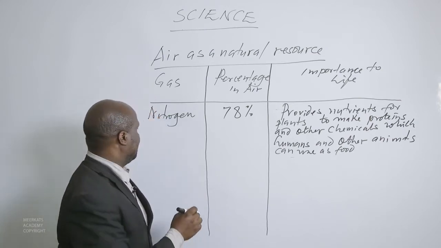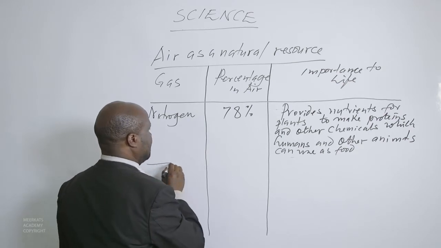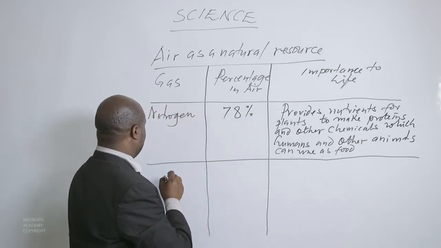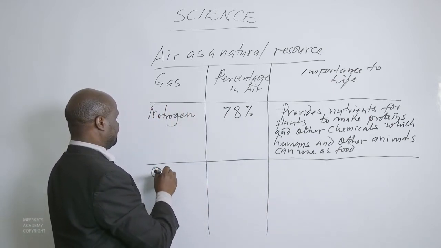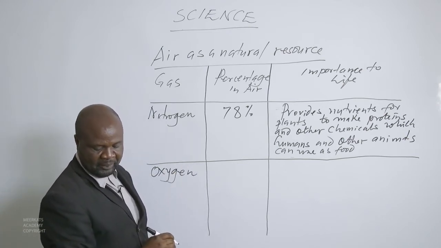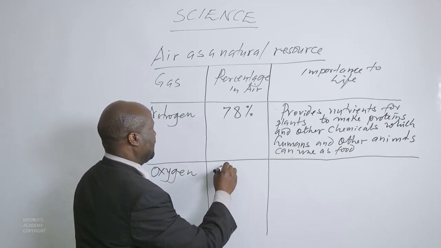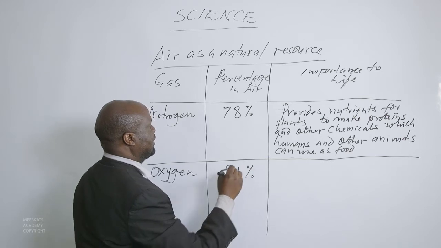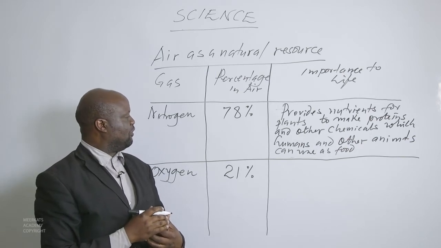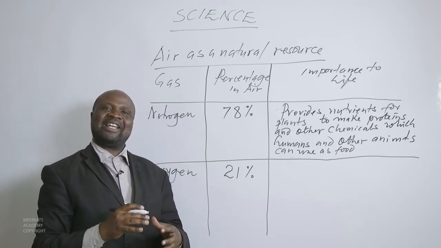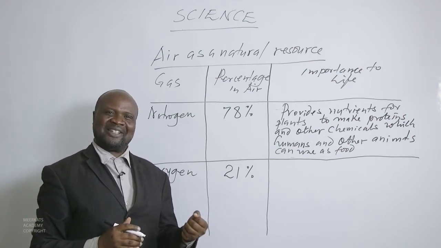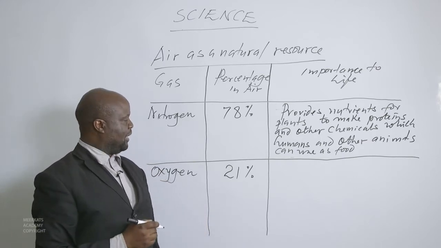Then we have oxygen. We can draw this line to ensure that we are through with that column. Then we have oxygen, and oxygen is present in 21%. So the percentage of oxygen that is there in air is 21%.